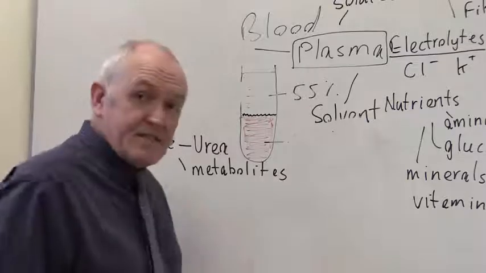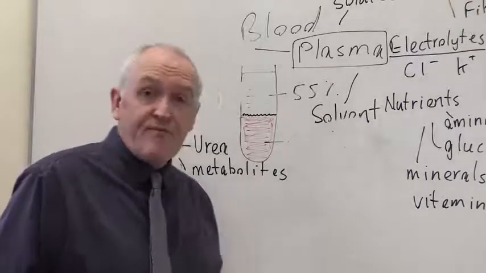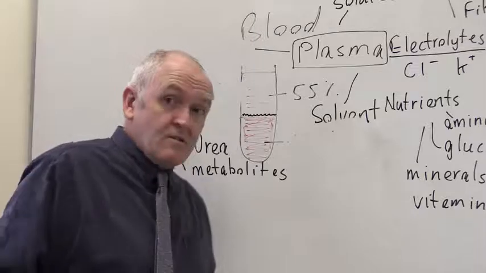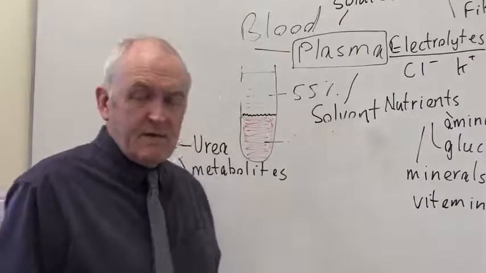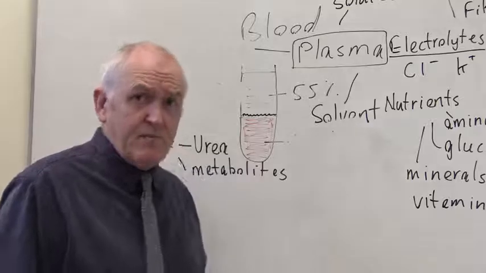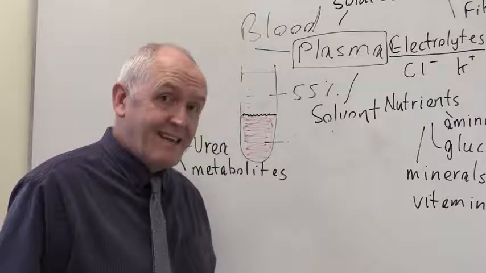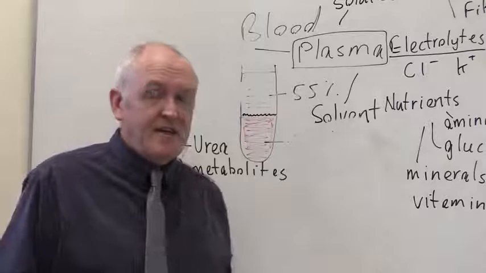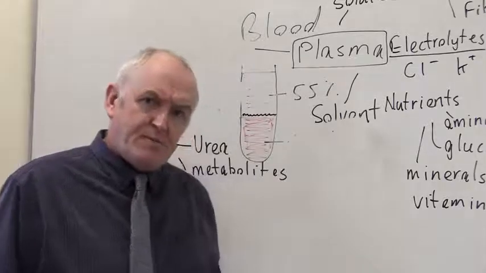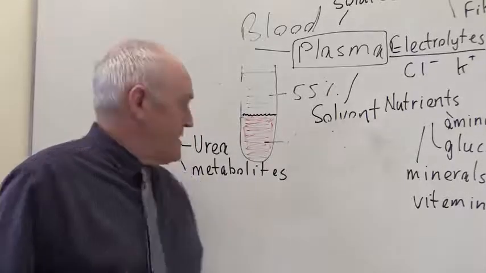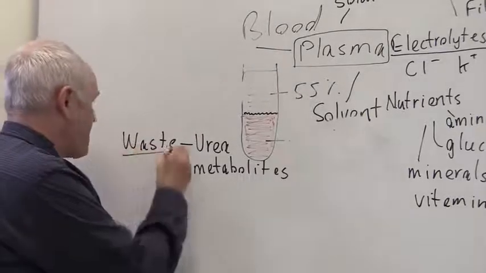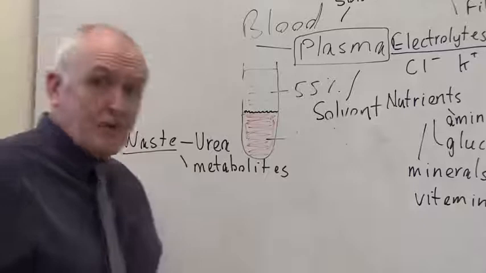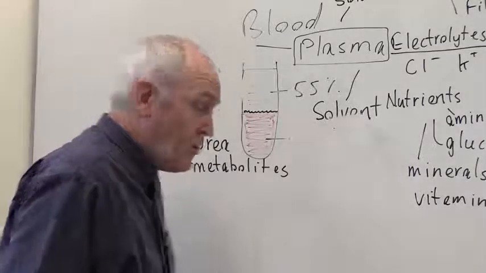And the only way the waste products are going to get from the liver or the cells, wherever the waste product is generated, to the kidneys, if it's a compound that is renally excreted, the only way it's going to get there is by being transported by the blood in the plasma. So, waste products.